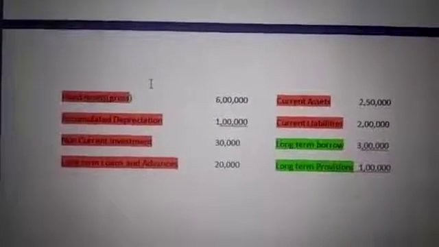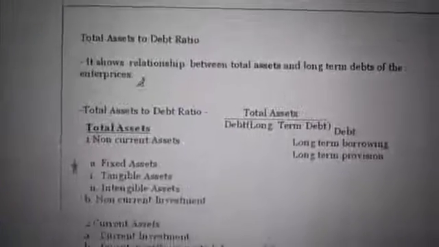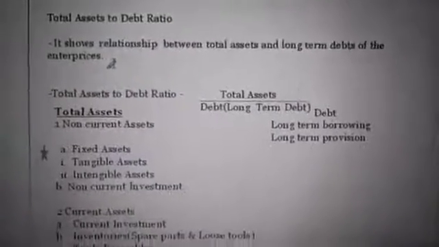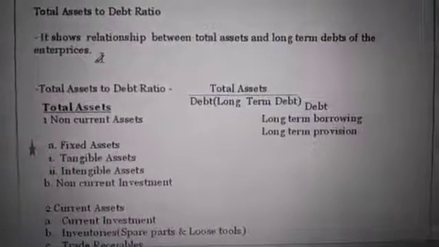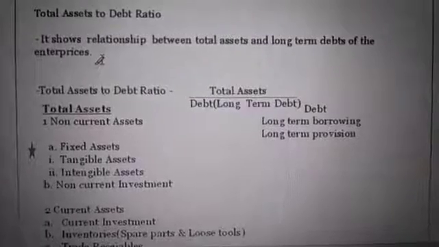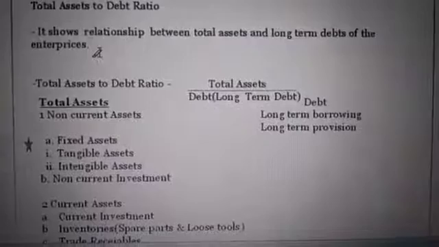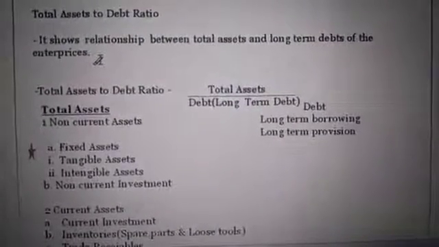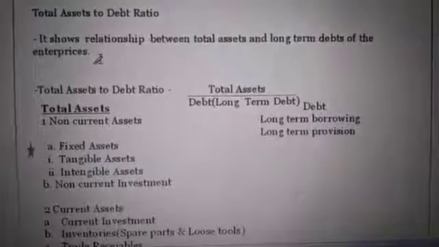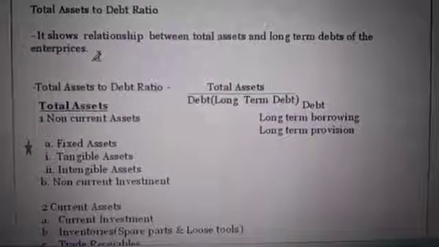Now the extra questions will be solved by you. Moving to our next topic, that is total asset to debt ratio. That is also a solvency ratio, it comes under solvency ratios. It shows the relationship between total asset and long term debt of the enterprise.